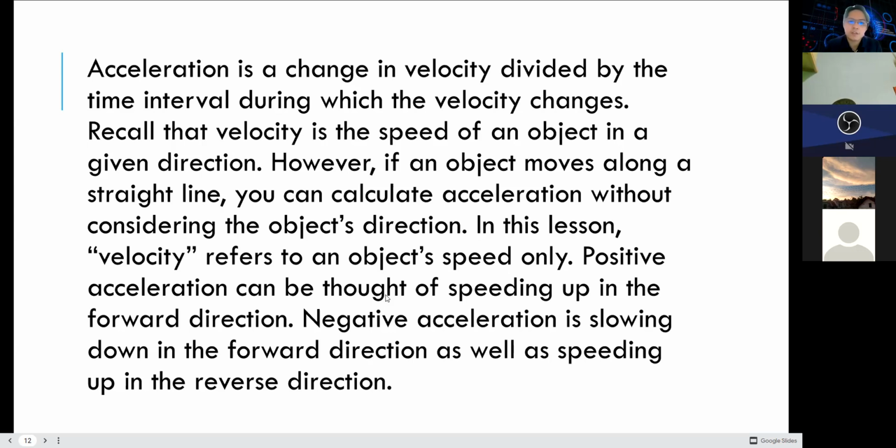Yes. Okay. So again, recall that velocity is the speed of an object in a given direction or a combination of speed and motion. However, if an object moves along a straight line, you can calculate acceleration without considering the object's direction. In this case, positive acceleration can be thought of as speeding up in the forward direction. On the other hand, negative acceleration is slowing down. Negative acceleration is the same as deceleration. This is the slowing down in the forward direction as well as the speeding up in the reverse direction. That is negative acceleration.